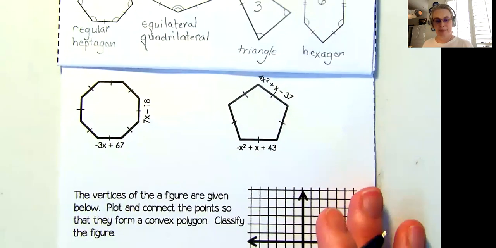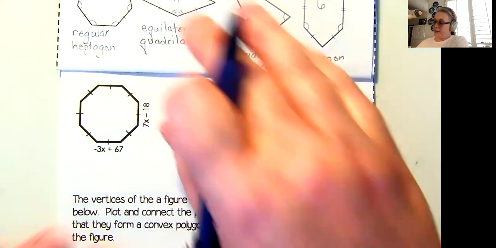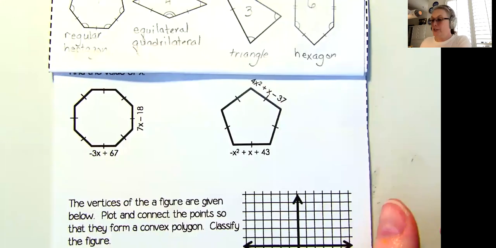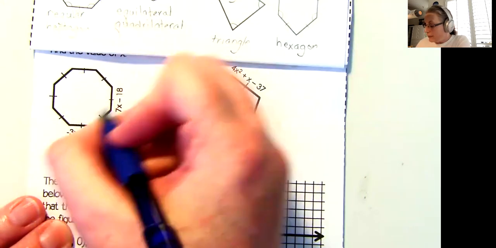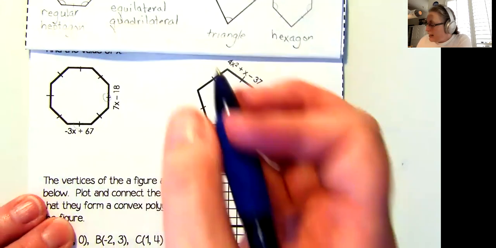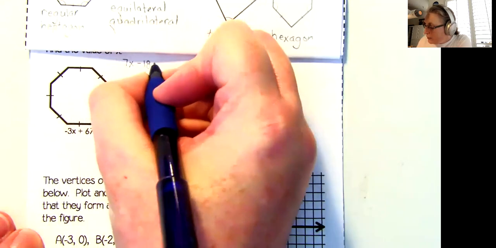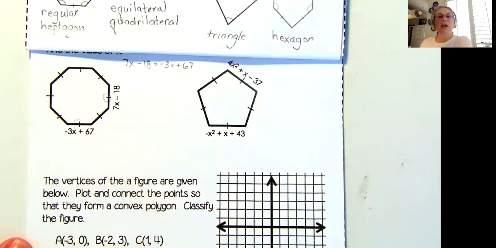Alrighty, and then our last examples down here. So what it wants us to do is find the x. Sorry, my directions got covered there a little bit. So because it's equilateral, I do know that these two sides are congruent, and that's because they each have 1 tick mark. So that means I can set my 7x minus 18 equal to my negative 3x plus 67. Solve for x.